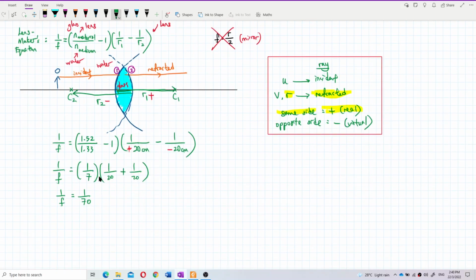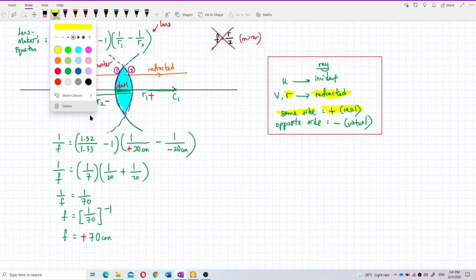So don't forget to take the reciprocal, because this is the 1 over f, not f. Understand? This is 1 over f, not f. So you need to take the reciprocal, so it is 70. Is f positive or negative? I got positive 70 centimeter. So I got a positive value for the focal length when put in the water.